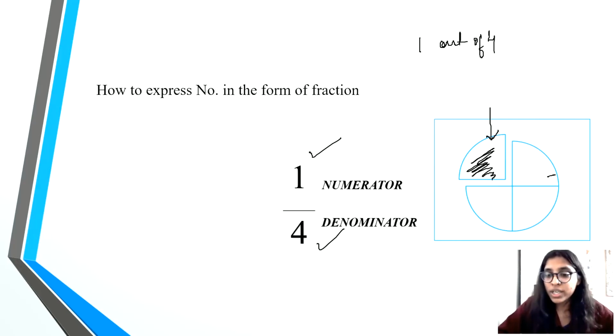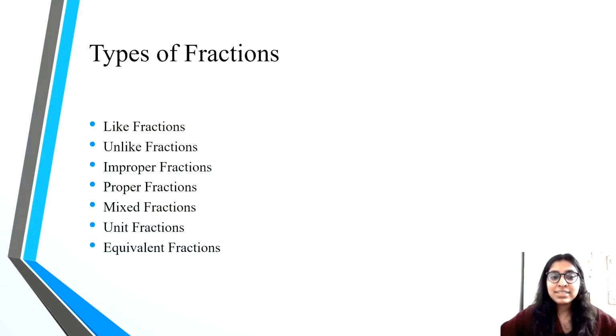So the total is 4 and the part which I have taken is 1, and your fraction will be 1 upon 4. Next topic is types of fractions. So types of fractions are like fractions, unlike fractions, improper fractions, proper fractions, mixed fraction, unit fraction, equivalent fractions. We are going to cover all these types of fraction in detail in the upcoming slides.